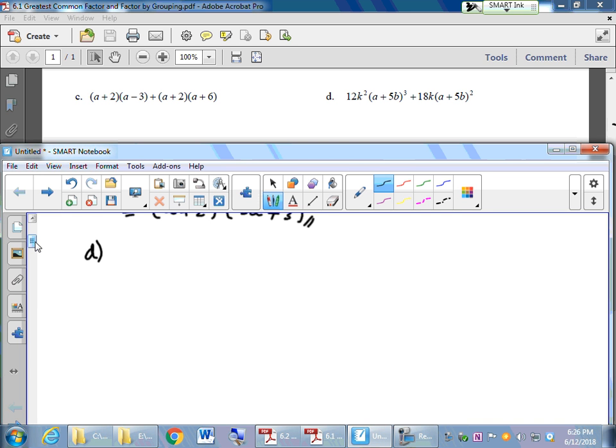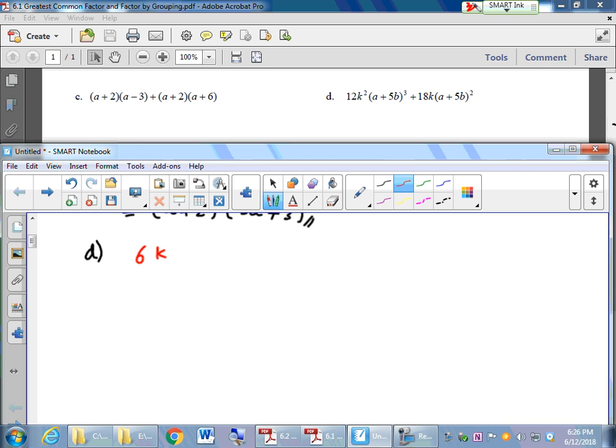So the first one, we're going to look at the numerical part, 12 and 18 from those two terms. So 12 and 18, the greatest common factor is 6. And the next factor will be k squared and k. So the greatest common factor will be k from those two. And the last common factor will be the binomial a plus 5b.